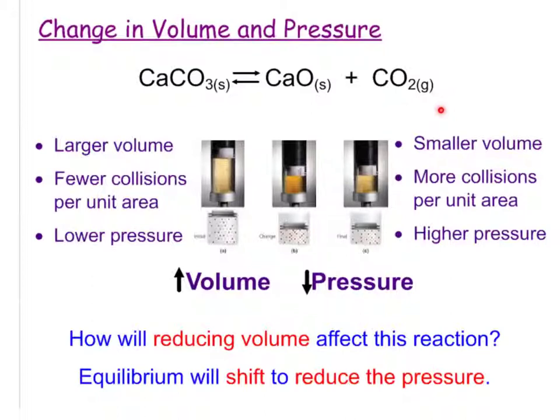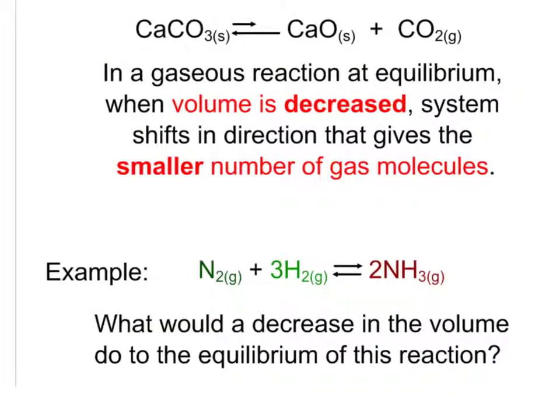When we're talking about volume and pressure, the equilibrium is going to shift in order to reduce the pressure. That's just what happens when we're talking about volume and pressure. So let's look at what this means for the direction that the equilibrium will shift. In a gaseous reaction at equilibrium, when the volume is decreased, the system shifts in the direction that gives the smaller number of gas molecules.